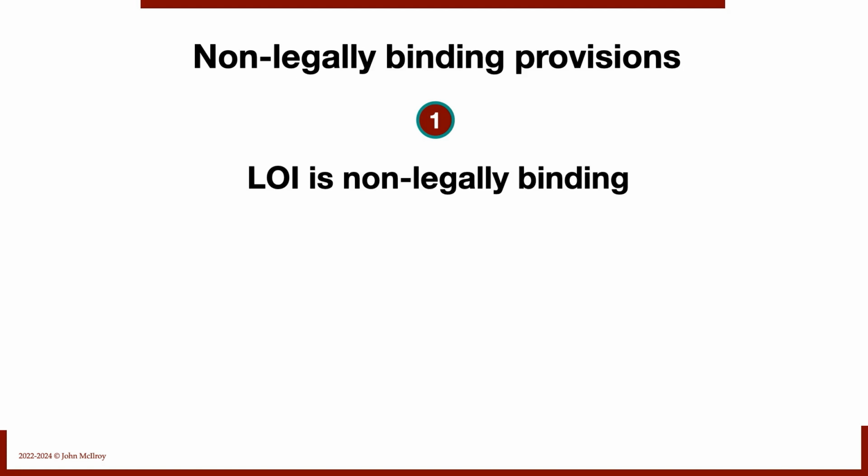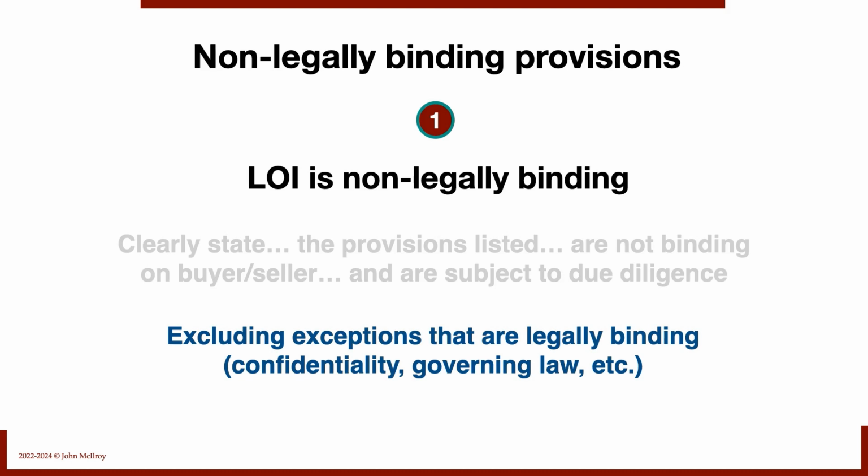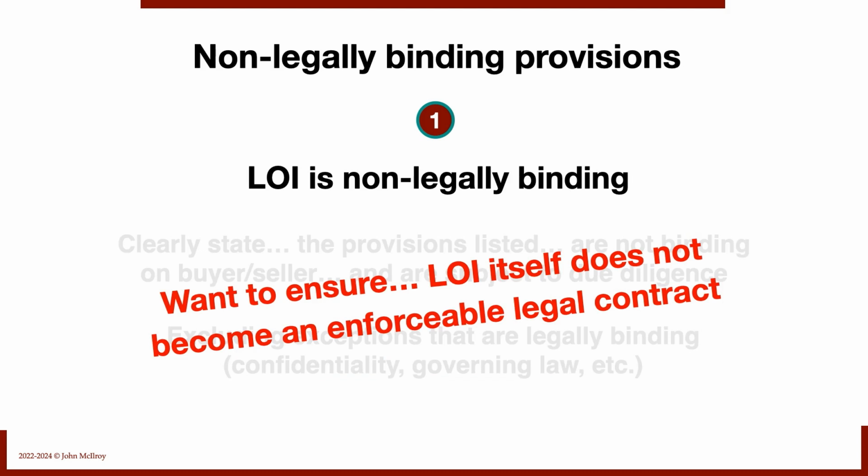The first one is the LOI is non-legally binding. We have to clearly state that the provisions listed are not binding on the buyer and seller and are subject to due diligence, excluding, of course, the exceptions that are legally binding that we just discussed, confidentiality, governing law, etc. We want to ensure that the LOI itself does not become an enforceable legal contract. And there is some legal precedent where that has actually happened. So we want to put the right language in there and specifically address the issue of the LOI being non-legally binding.